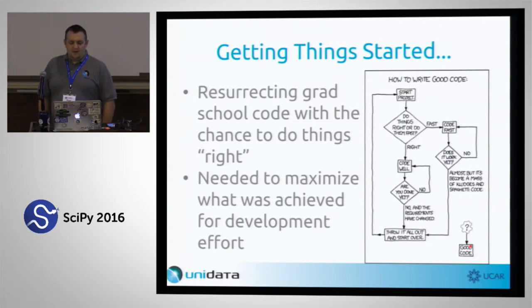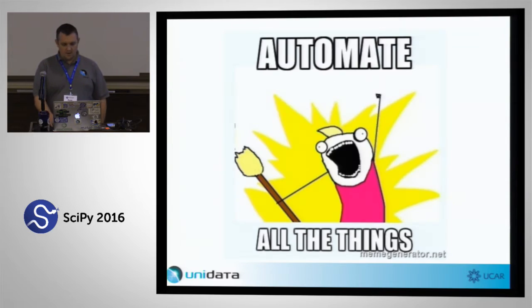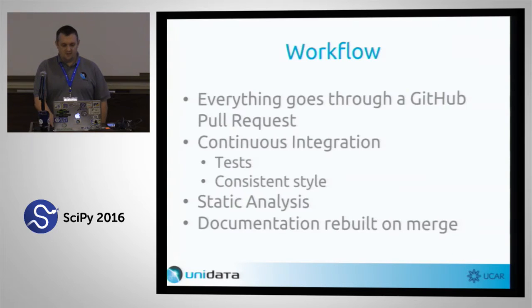And the other thing we needed was to maximize what we got for our development effort. We're kind of scraping together hours to put in to try and resurrect this, and so we needed not to be chasing our tail and constantly chasing fixes for things we've broken while implementing other things. So of course the answer is automate all the things. So what does that actually mean?